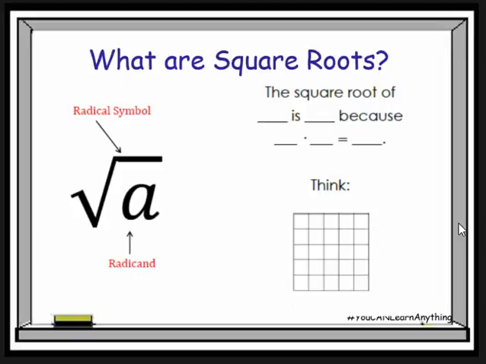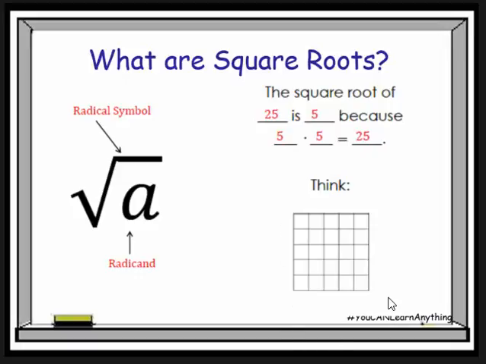Now, why do we call it a square root? Well, it's because when we take apart, so to speak, a square root of a number, it gives us two numbers that we multiply together to get the radicand that we started with. So let's look at one. The square root of 25, for example, is 5, because 5 times 5 is equal to 25.